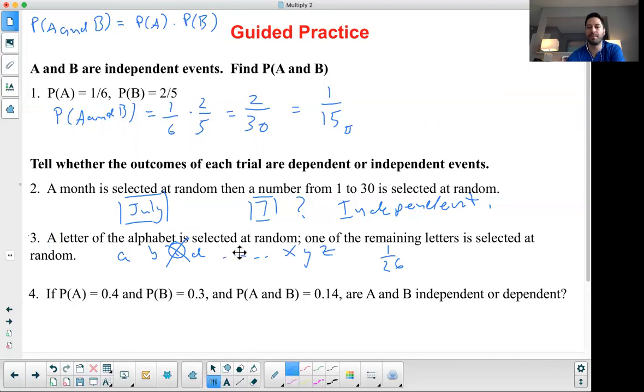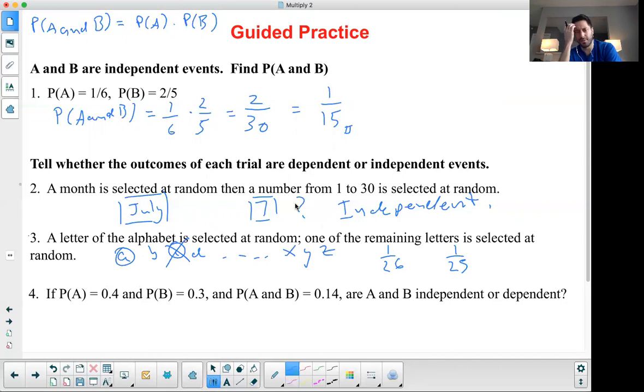And then one of the remaining letters is selected at random. So maybe we say, what's the probability of getting A? Well, it wouldn't be 1 out of 26. It would be 1 out of 25 because the C is no longer part of the set. So because picking the C affected the probability of the next experiment, we would say that they're dependent.